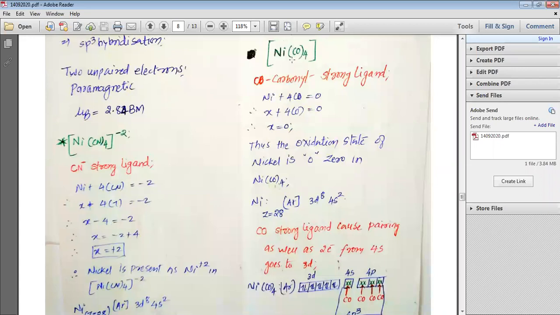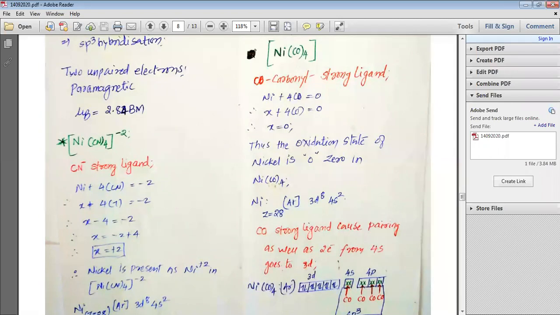Now we are going to study Ni(CO)4. It is known as tetracarbonyl nickel 0. CO is known as carbonyl, which is a strong ligand. The oxidation state of nickel in Ni(CO)4 is 0. Thus nickel, Z equal to 28, has the electronic configuration argon 3d8 4s2.